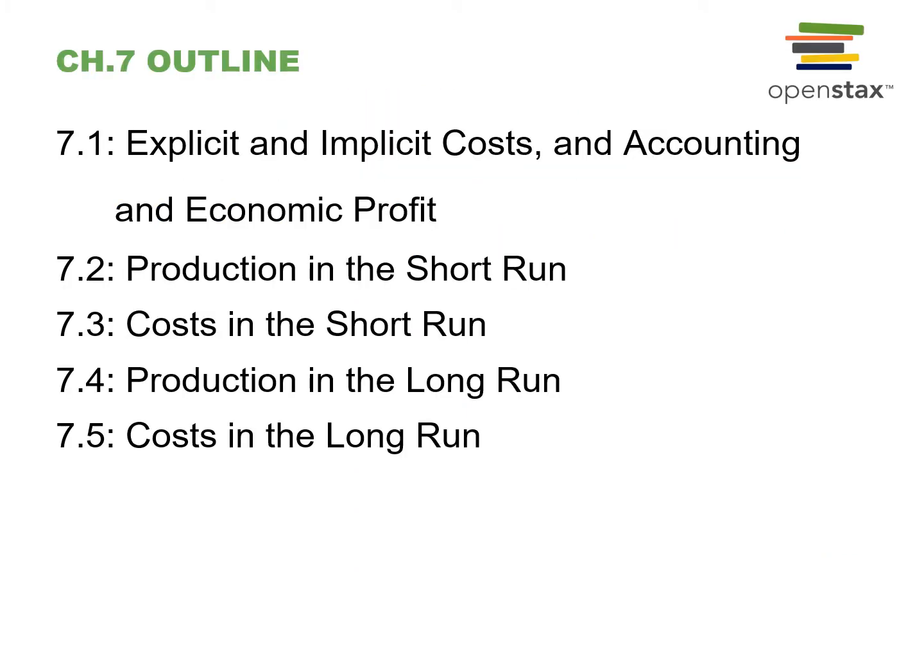The outline for this chapter basically refers to explicit and implicit cost, accounting and economic profit. It talks about production in the short run and in the long run, and the same with costs.